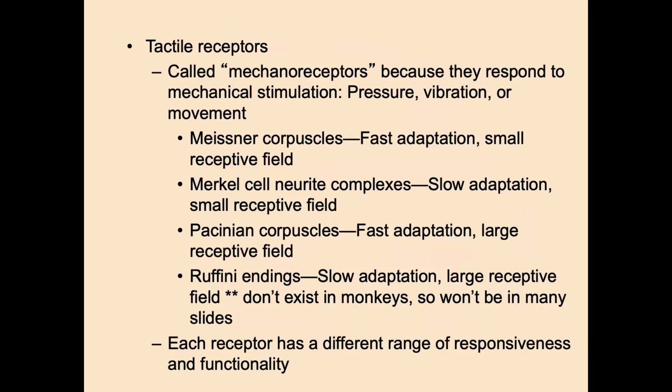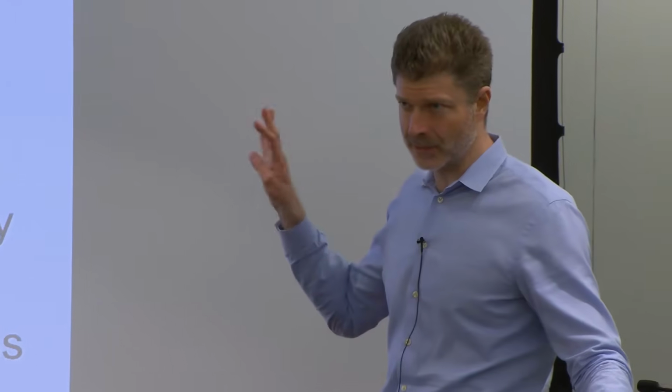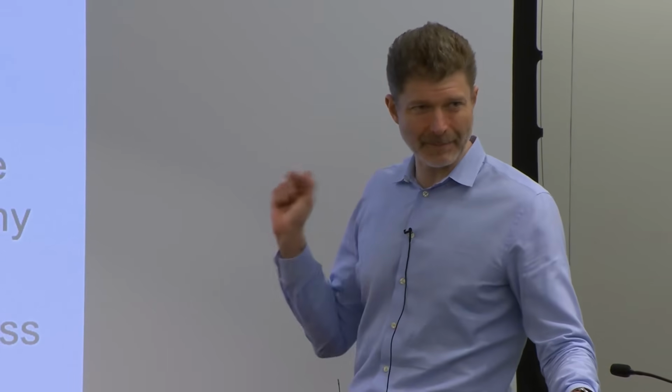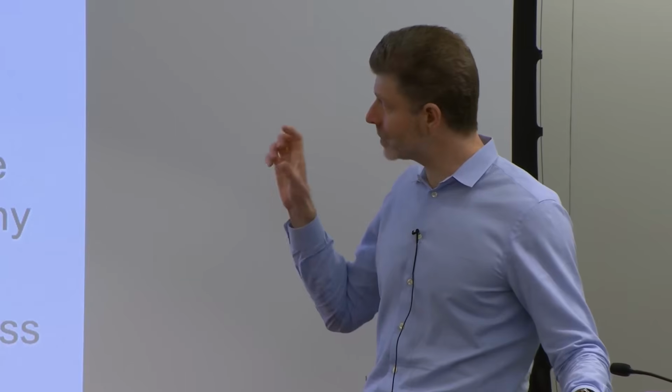Okay, so tactile receptors are called mechanoreceptors because they respond to mechanical stimulation, so pressure, vibration, or movement. Okay. And the four main types of mechanoreceptors vary on two main dimensions, right? So that's the conceptual thing that everybody should know. They vary in terms of how quickly they adapt to stimulation, and they also vary in the size of the receptive field. Right? So you end up with a 2x2 grid, which in fact we'll see on the next slide.